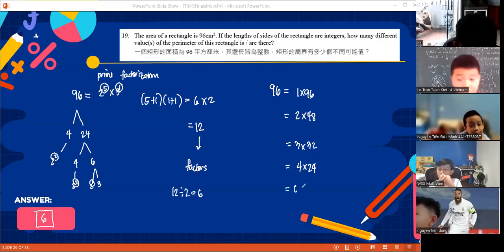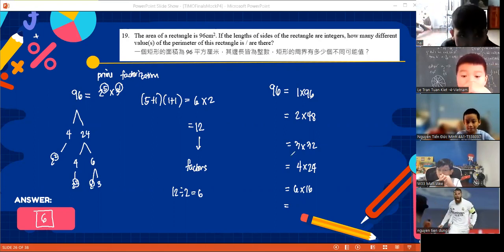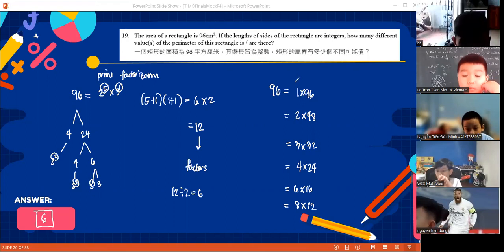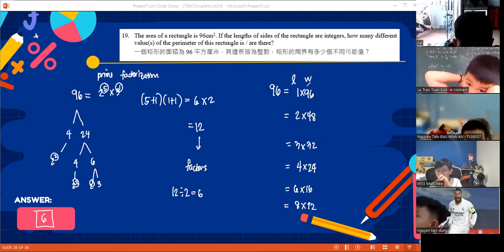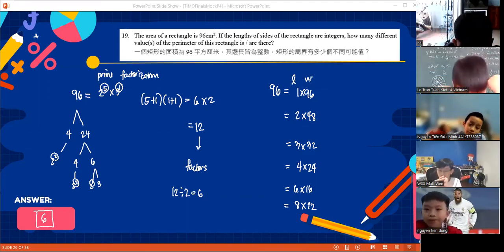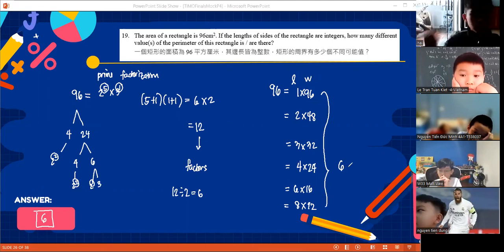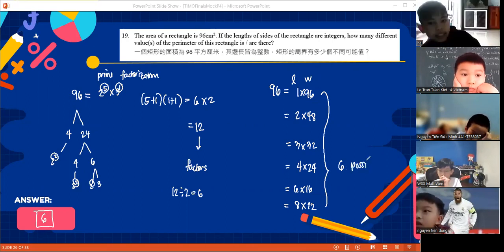So this is 6 times 16. And you can have it as, lastly, 8 times 12, right? Okay. So these are the possible values for your length and these are the possible values for your width. So how many possible perimeters are there? There are 6 possible perimeters.